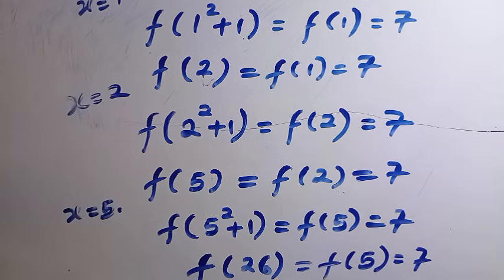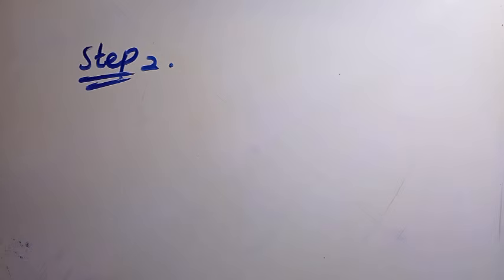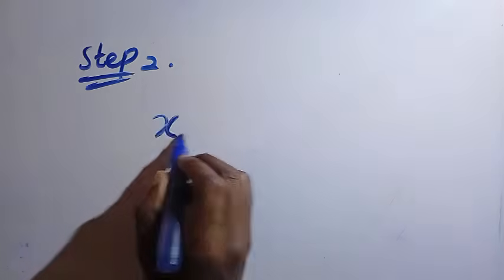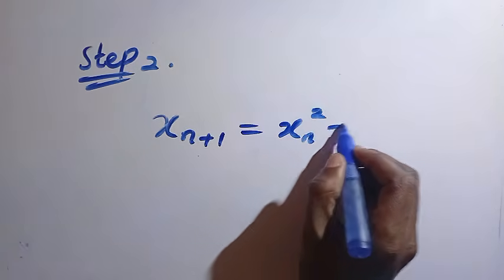Let's get into the next step of solving this problem. In this second step, we are interested to show that all what we have above, the function values, are constant. Before we do anything, let's redefine this. In the first domain we have x squared plus 1, and in the other part we have x. So if I increase this side with 1, we are going to have x_{n+1} equals x_n squared plus 1.